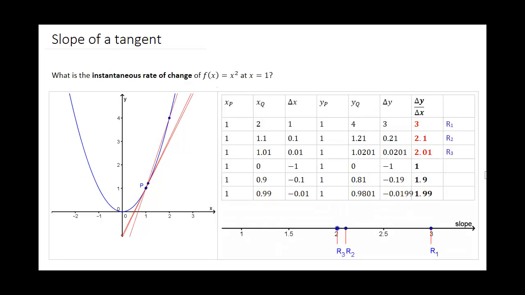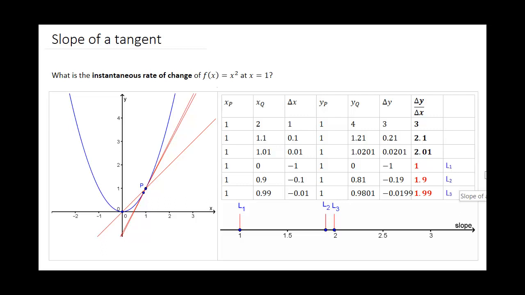If we look at the 3 slopes that we achieved when Q was on the right-hand side of P, and we name them R1 and R2 and R3, that gives us a sequence of numbers, which are slopes. And the sequence is 3, and then 2.1, and then 2.01. Plotting those on a number line shows us that they're approaching some value. The value appears to be the number 2.